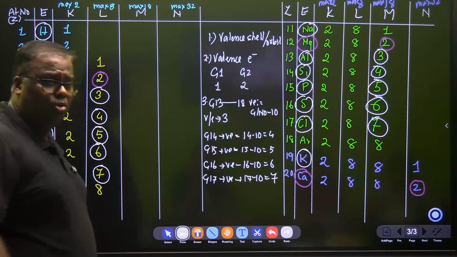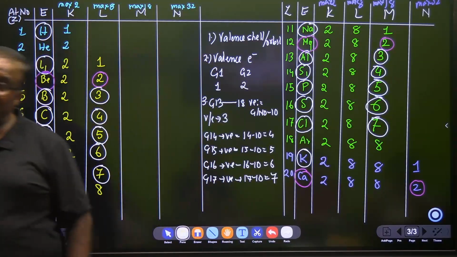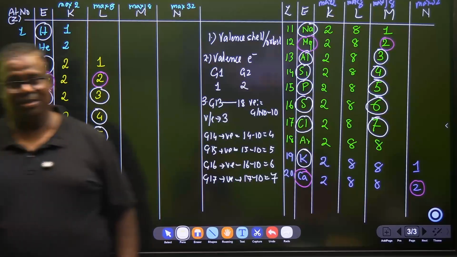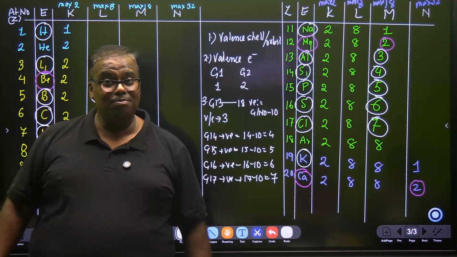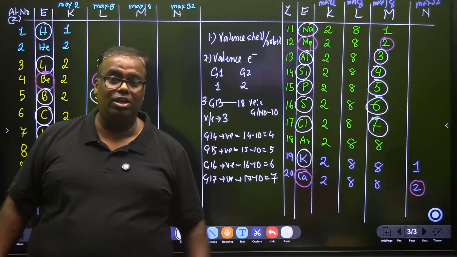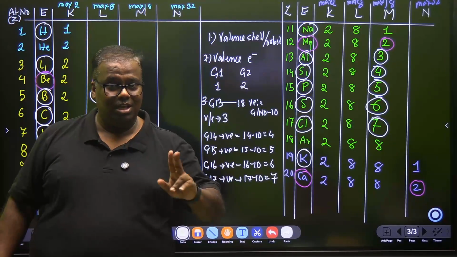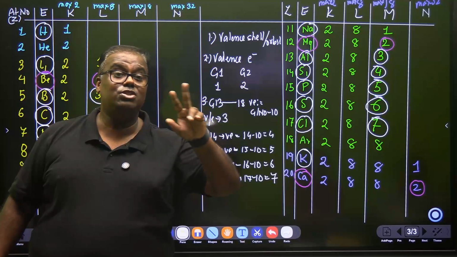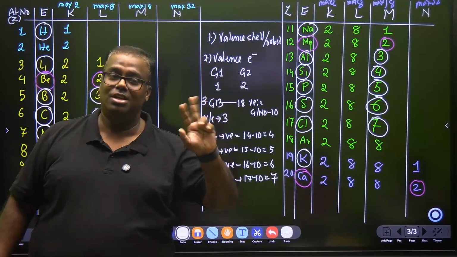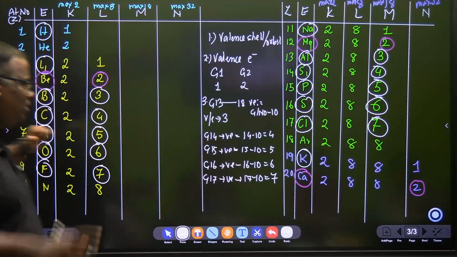And then we come to group 18. Group 18, now there is something interesting. Helium, group 18, means what should be the valence electrons? 18 minus 10, 8. What about helium? Helium has got 2. Here there's a contradiction. But we'll see for the others.